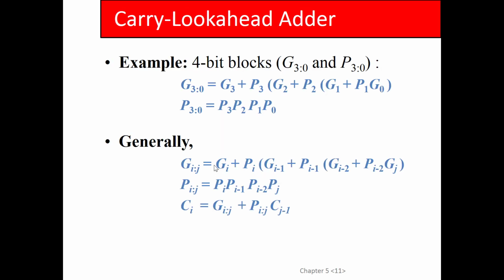So the generate for bits 3 down to 0 is the generate of the most significant bit, or the propagate of the most significant bit and the generate of bit 2, the second most significant, or the propagate of bit 3 and the propagate of bit 2 and the generate of bit 1, or the propagate of bit 3, the propagate of bit 2, the propagate of bit 1, and the generate of bit 0. Does it make sense? So what I'm doing here is taking this expression and expanding it through the distributive law. You guys with me? So what is the point here?